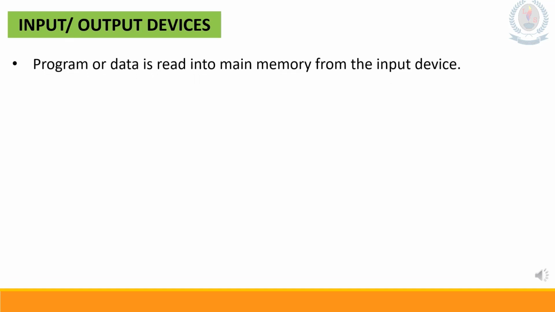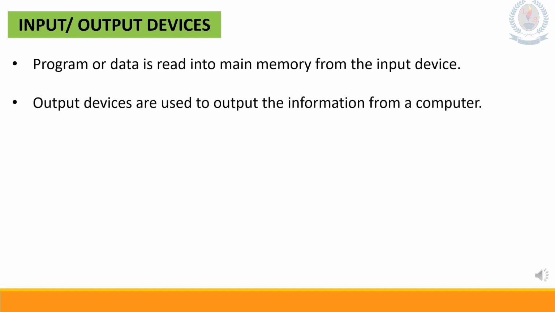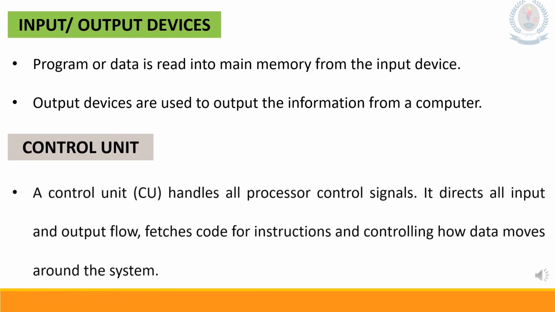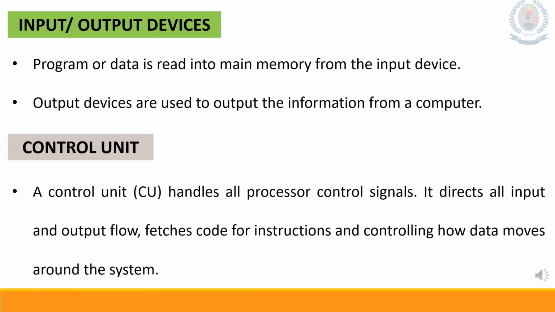Let's briefly discuss the components in von Neumann architecture. The first one is input and output devices. Program or data is read into main memory from the input devices. Output devices are used to output the information from a computer. The next one is the control unit. A control unit handles all processor control signals. It directs all input and output flow, fetches code for instructions, and controls how data moves around the system.